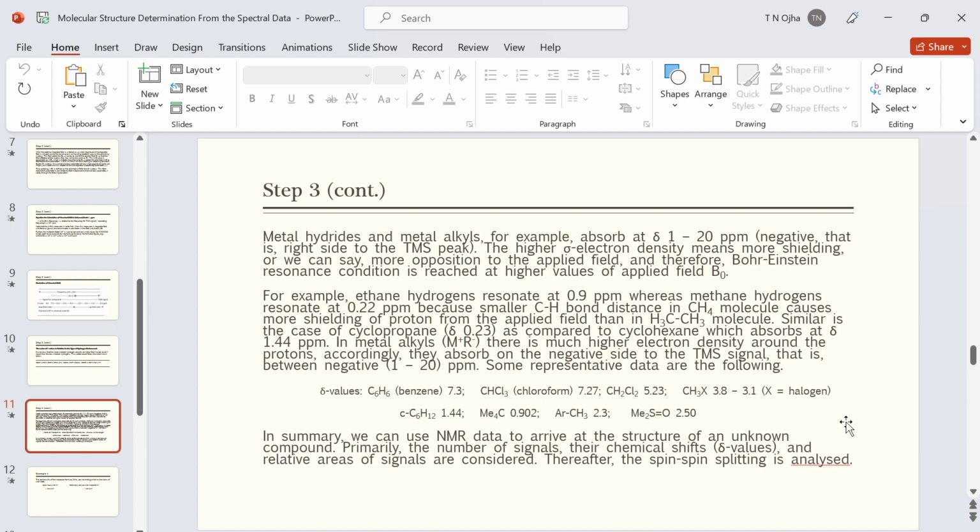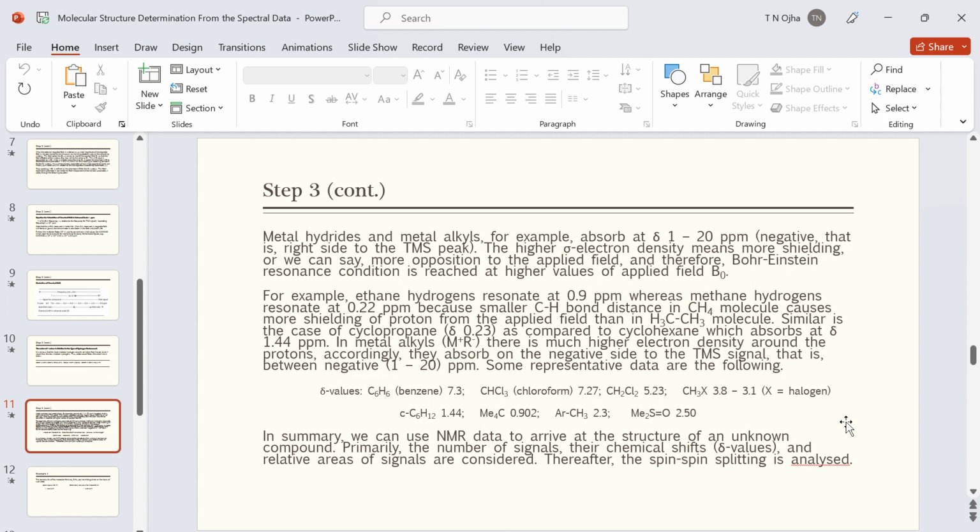Higher electron density means more shielding, and low electron density means less shielding, or de-shielding. Some representative delta values: for benzene it is 7.3, for chloroform it is 7.27, for methylene chloride it is 5.23, and for CH3X, where X is halogen, 3.8 to 3.1, respectively for fluorine, chlorine, bromine, and iodine.